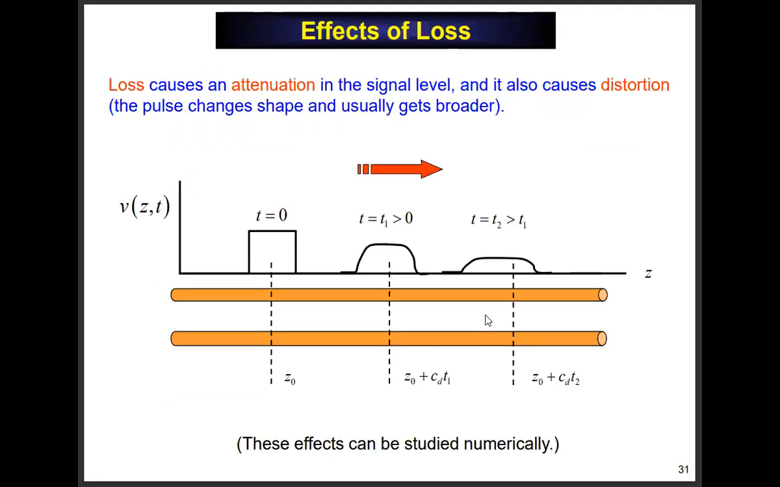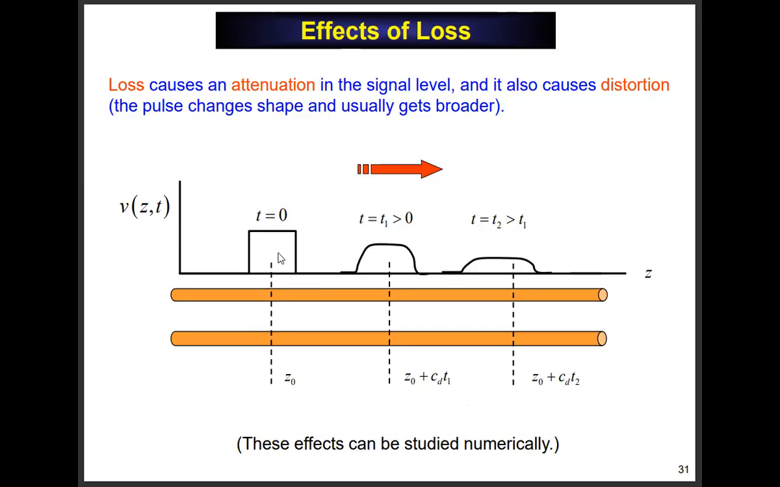Now, here's an interesting note. I said there's no exact solution in the time domain if you have loss on the line. It can still be studied numerically, but there's no simple solution. But just for your benefit, let me point out what loss does. The first thing is kind of obvious. If it's a lossy line, that could mean you have R or G or both. The signal is going to lose energy and therefore lose amplitude. That's kind of a no-brainer. But also, kind of the worst news is that a lossy line causes signal distortion, which means the pulse changes shape, and usually sharp edges get blurry and the pulse kind of broadens out.